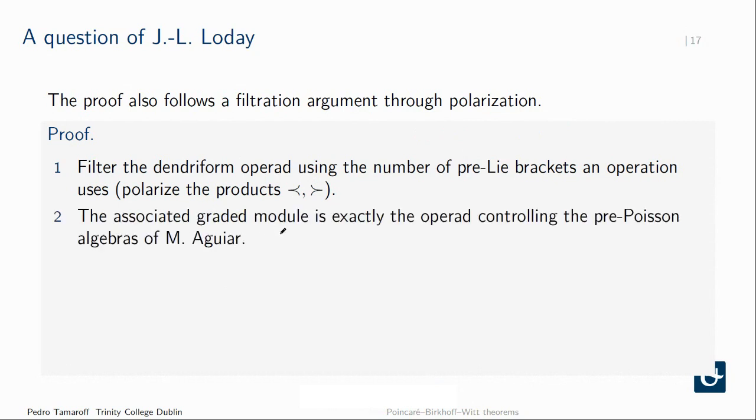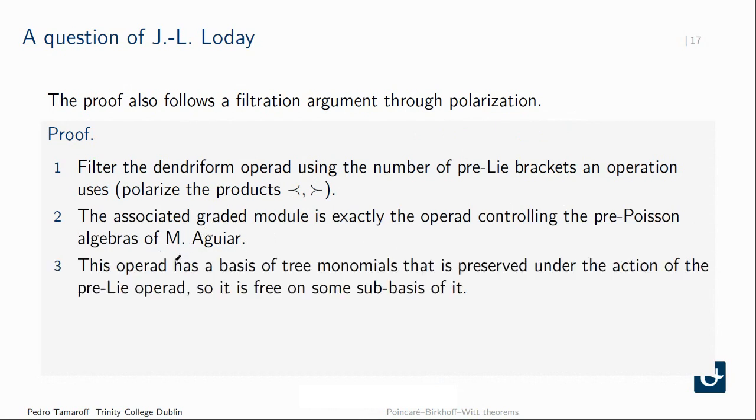Okay, and if one computes the associated graded module, you actually get an operad that was studied by Marcelo Aguiar, which is a non-commutative analog or a pre-analog of the Poisson operad. So it was defined by him, and it's a non-commutative version of pre-Poisson algebras, whose classical limit gives, the classical limits of pre-Lie algebras give pre-Poisson algebras in some sense. This is something that was explained by Marcelo. And again, one can study this pre-Poisson operad in terms of Gröbner theory, and one can exhibit a really nice basis of tree monomials that shows that very much obviously it is free.